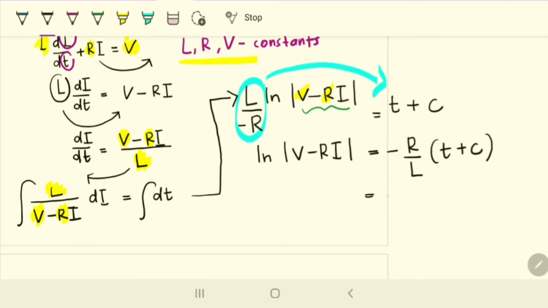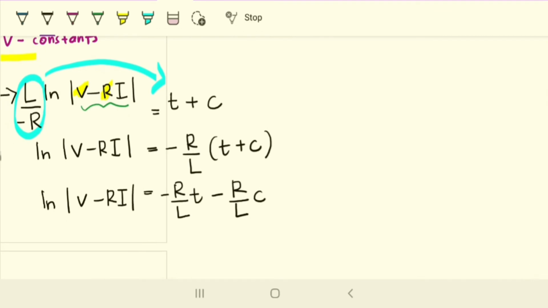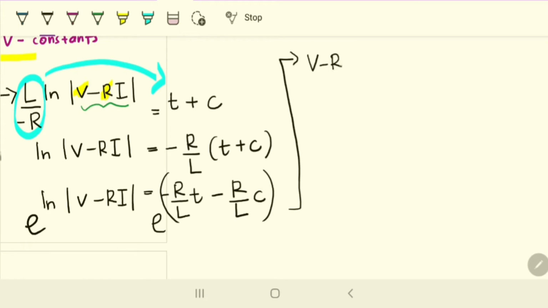I can expand this to be like this. So this is still ln of V minus Ri. So how do we solve this and get I as our subject? You can take the exponent on both sides. Hence the left hand side will be V minus Ri, while the right hand side you can write it like this: e to the negative R over L t minus R over L C.